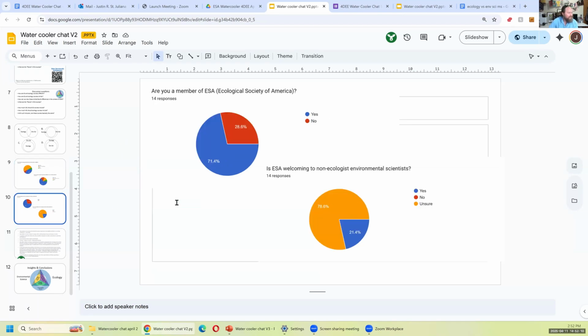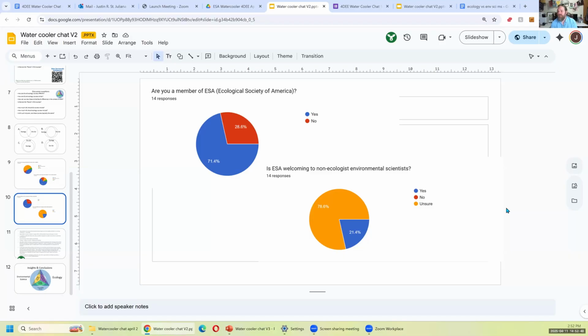So I don't know, do people think that we need to maybe be more welcoming to environmental scientists? This second result here seems to imply that people are unsure if we're welcoming those environmental scientists or not, which is perhaps a problem, especially if you look at the mission and vision of ESA. I don't know if it can be accomplished without environmental scientists, largely because of the aspects that relate to having an impact on the world.